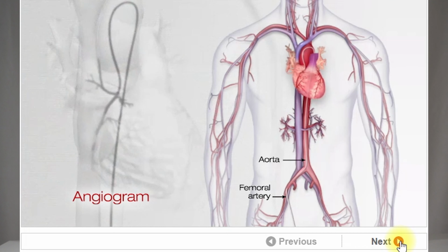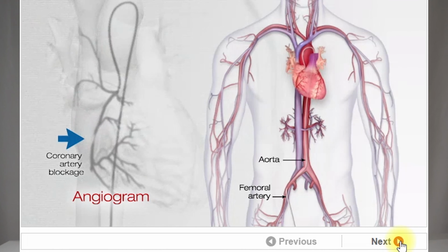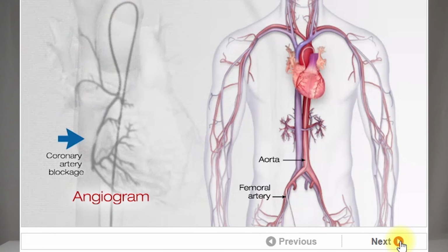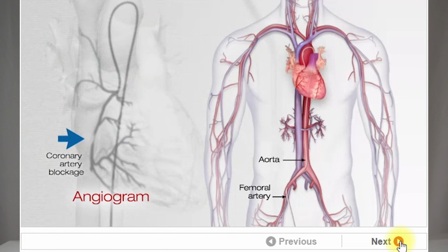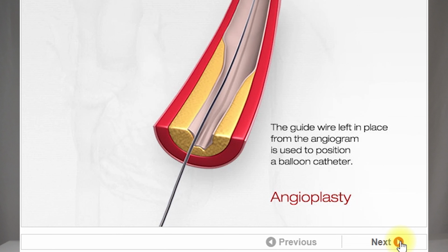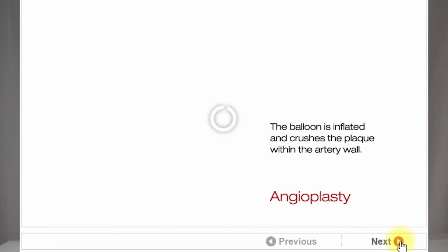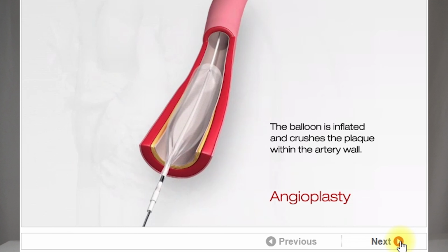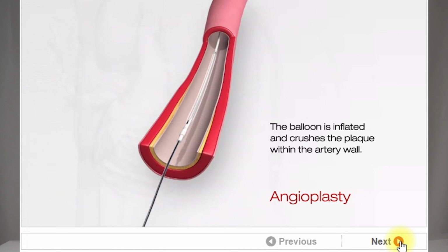A radio-opaque dye called contrast is injected, and this can be seen clearly using X-ray equipment. The coronary artery blockage is then located. Then we perform a procedure known as angioplasty. A guide wire is passed through the blockage, and through that wire a balloon is passed and inflated at the blockage to crush the plaque and the clot to restore blood flow to the muscle of the heart.